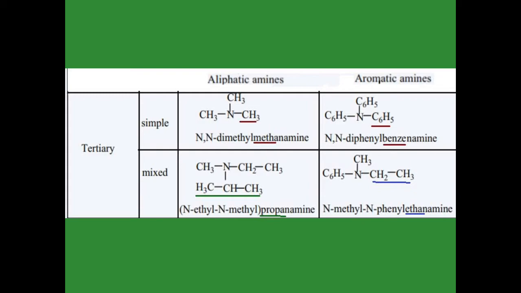The same way in aromatic amine: around the nitrogen we have three C6H5. We take one of the C6H5 as the root word, indicated here in brown color. The C6H5 is called benzene, then single bond, ane, and then amine, benzenamine. The remaining 2 phenyl groups are attached with the nitrogen, so separately we write N, N-diphenyl. So the name of that compound is N, N-diphenyl benzenamine. The next one, mixed.